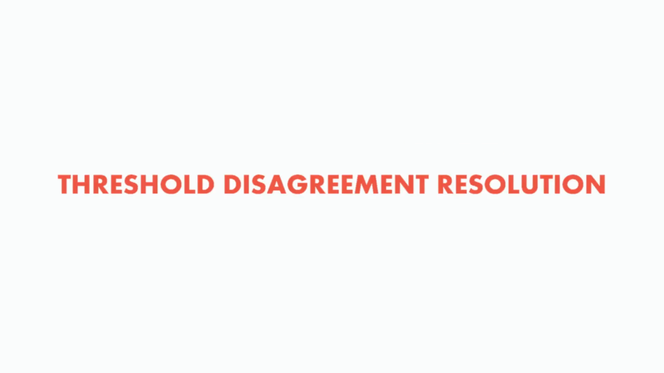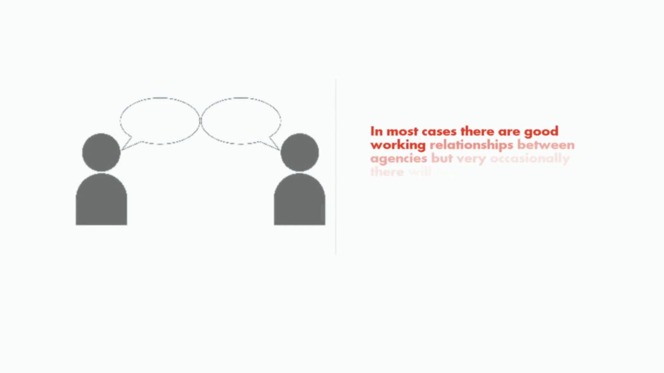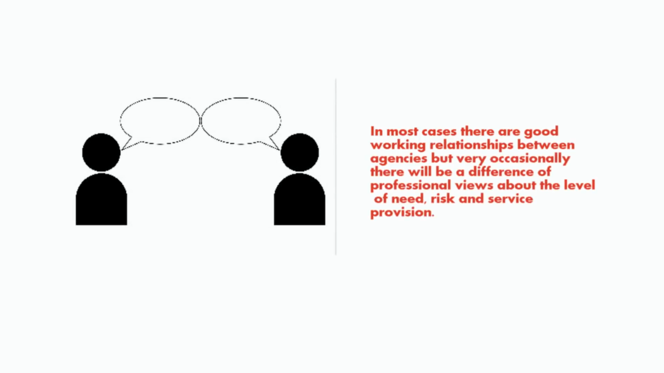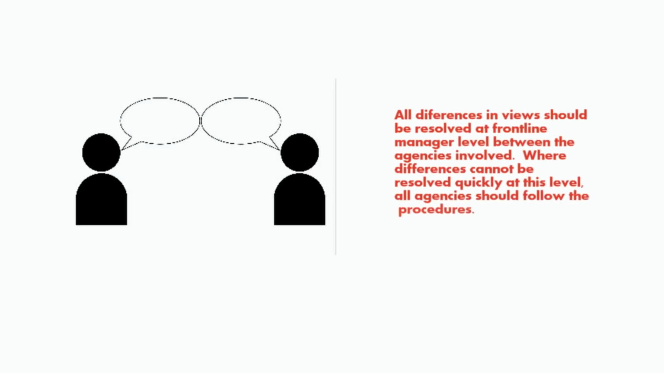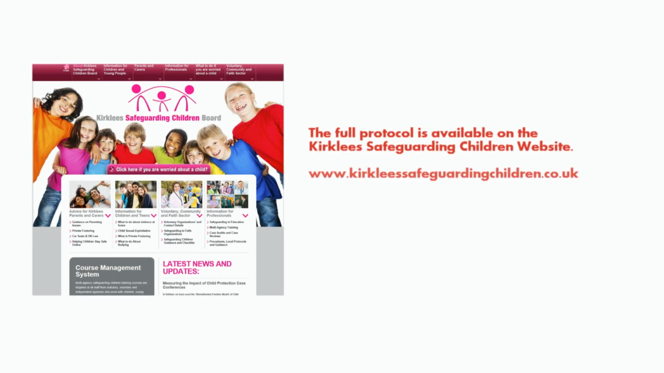Threshold disagreement resolution. In most cases, there are good working relationships between agencies, but very occasionally there will be a difference of professional views about the level of need, risk and service provision. All differences in views should be resolved at frontline manager level between the agencies involved. Where differences cannot be resolved quickly at this level, all agencies should follow the procedures. There is a link to the full documents for your own reading on the Kirklees Safeguarding Children Board website.